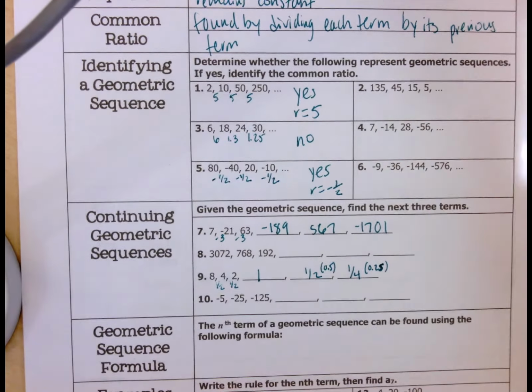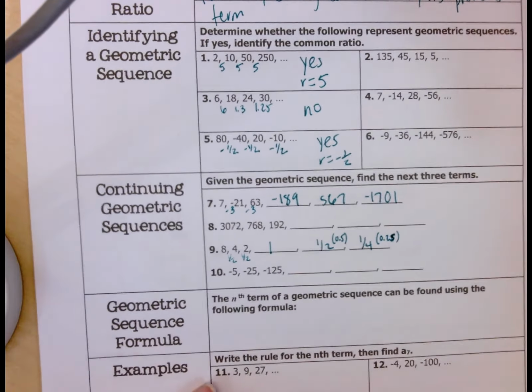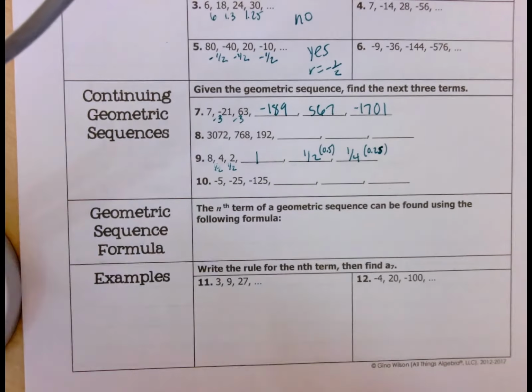All right, and then let's go ahead and talk about what if we need to find a term and we don't want to spend the time trying to multiply all these numbers out to find, let's say, for example, the 17th term. You know, we don't want to do that. That's a lot of work. So what we're going to do instead is we are going to use our formula.